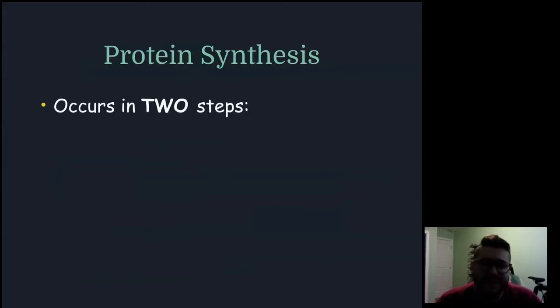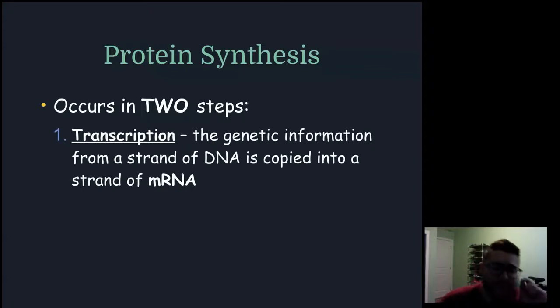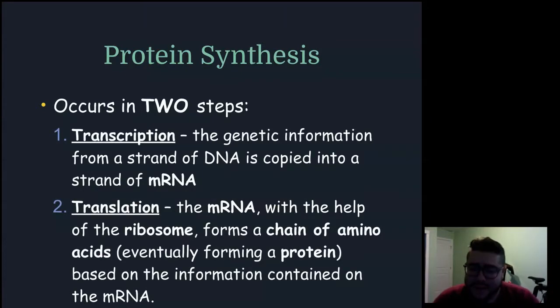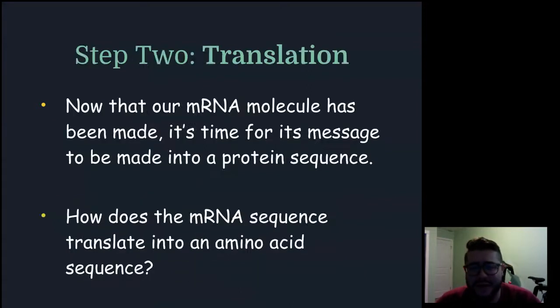So protein synthesis, again, occurs in two steps. Step 1, transcription. Step 2, translation. A little definition for translation: the mRNA, with the help of a ribosome, forms a chain of amino acids, which eventually forms a protein, based on the information that's contained in the mRNA. So let's see how that happens. We're picking up with the mRNA molecule already made. Now we need to convert that message on the mRNA into a protein sequence.